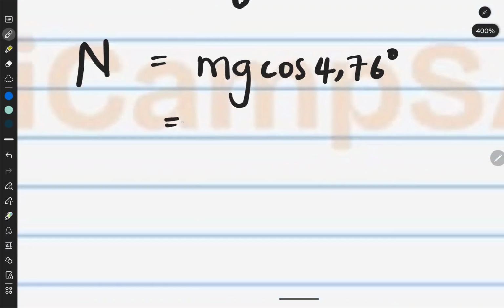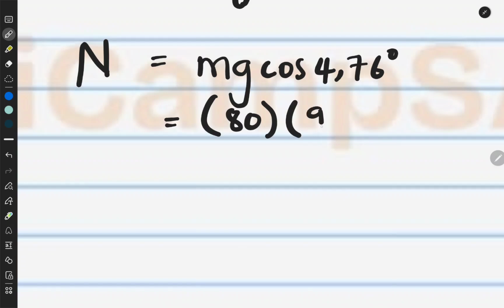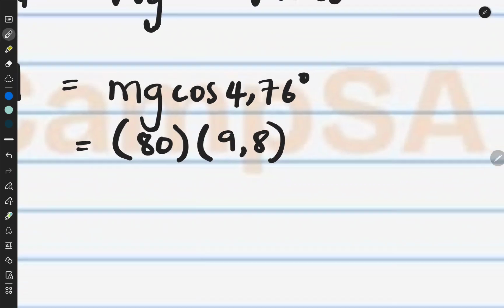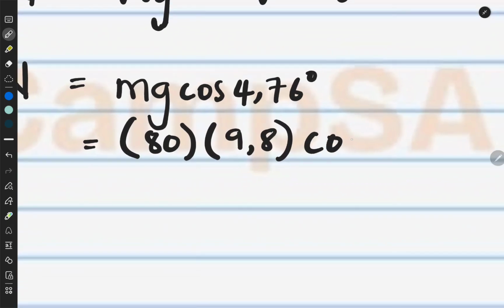So you could have just substituted everything here. The mass of the trolley is 80, and we have 9.8 being the gravitational constant, times cos 4.76 degrees. And this right here gives us 80 times 9.8 times cos 4.76. Make sure your calculator is in degrees and not radians. So you should see D there and not R.